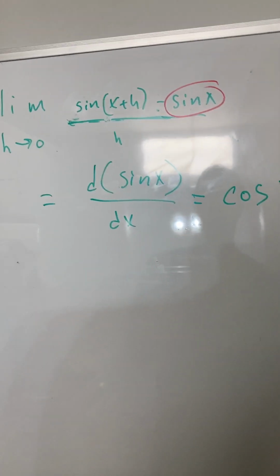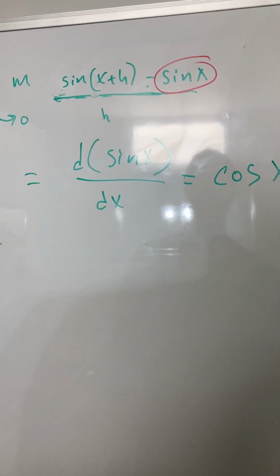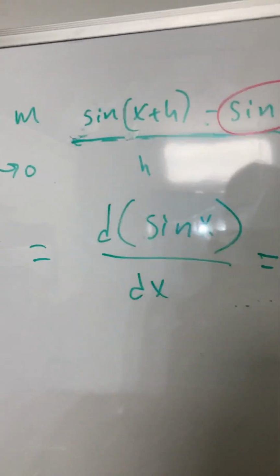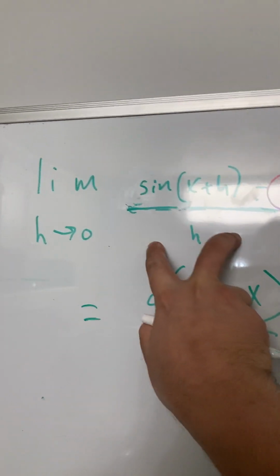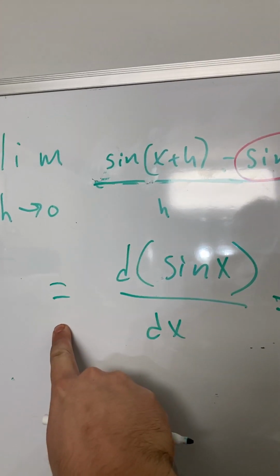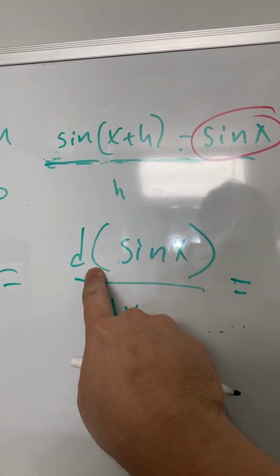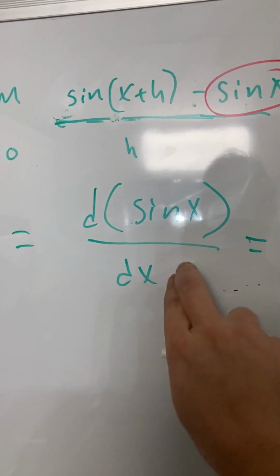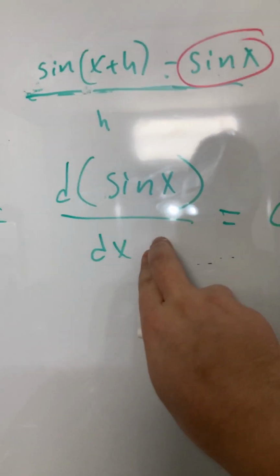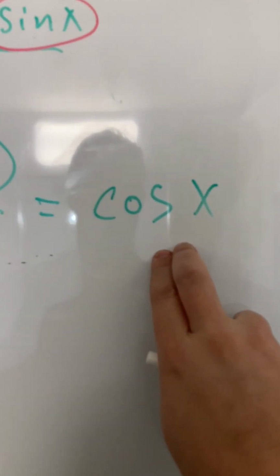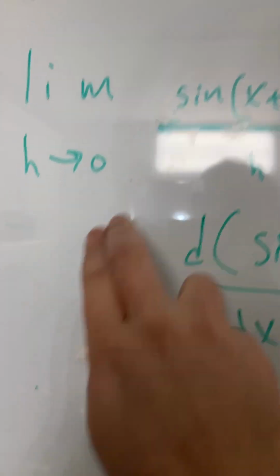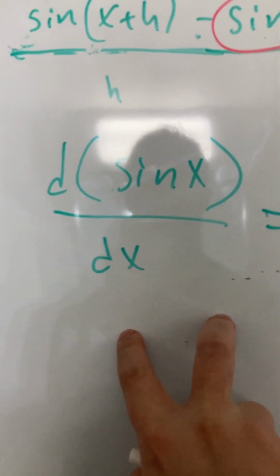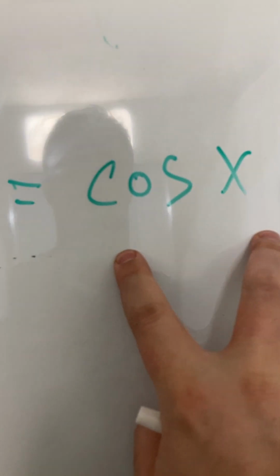There's one thing that I want to underline, which is just the writing. This limit is equal to the derivative with respect to x of sine of x. I know that's one of our identities. The derivative of sine of x is cosine of x. So this limit, the derivative of this, is equal to cosine of x.